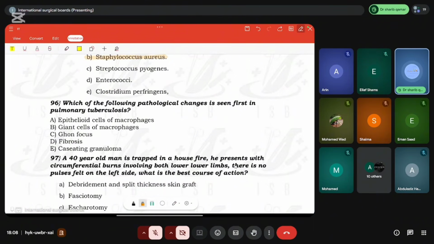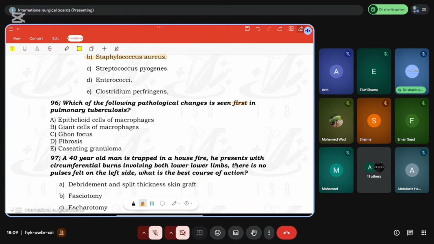Which of the following pathological changes is seen in pulmonary tuberculosis? Is it Ghon focus? There is a caseating granuloma, but what is seen first? First, the giant cell, the macrophages. I didn't get it. I think is it A? Epithelial cells and macrophages. Because I'm confused between the Ghon foci and this one. I can see the confusion, no problem. Do you guys want to discuss the sequence of events in TB?